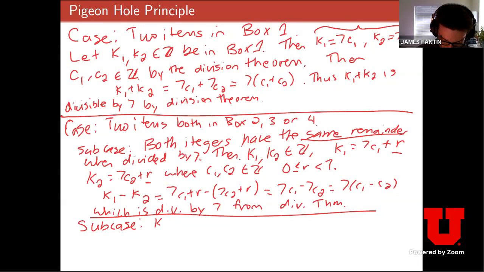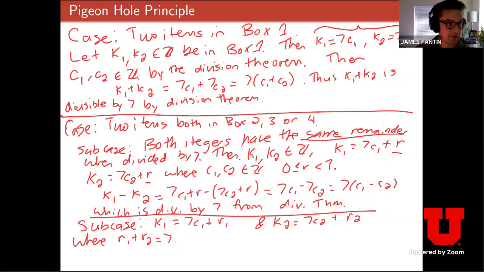So then we've got K1 is equal to 7C1 plus R1, and K2 is equal to 7C2 plus R2, where again, C1, C2 are integers, but here we have where R1 plus R2 is 7. And that's like we were talking about before with the boxes. No matter if we're in box 2, 3, or 4, if they have different remainders, the sum of those remainders is equal to 7.